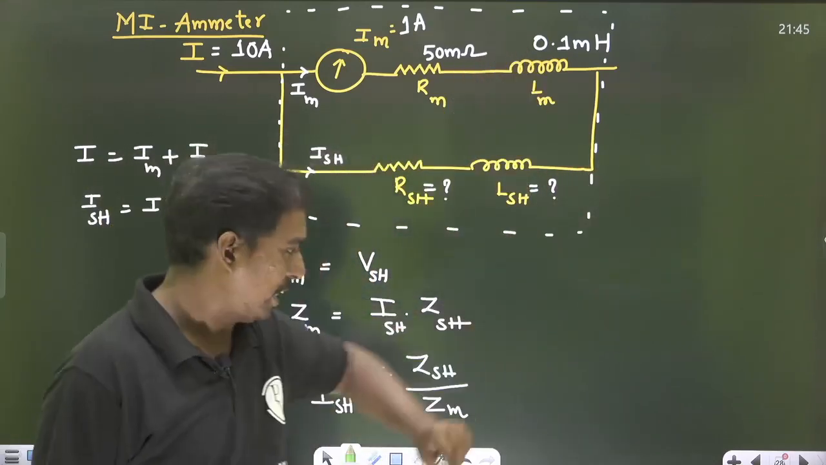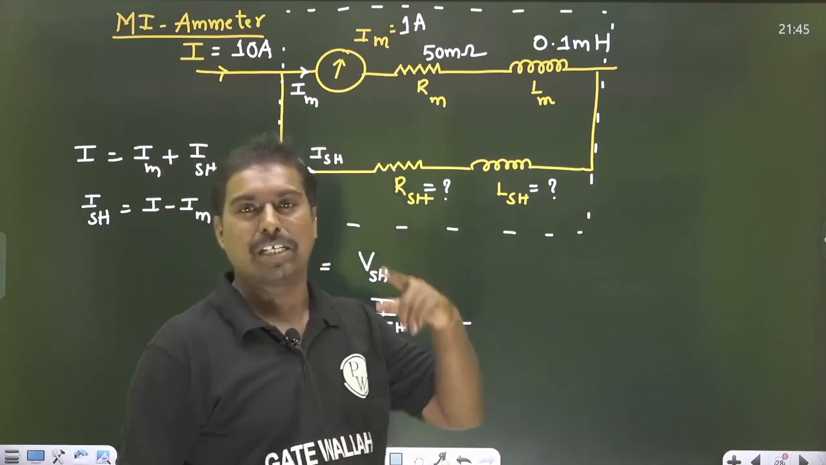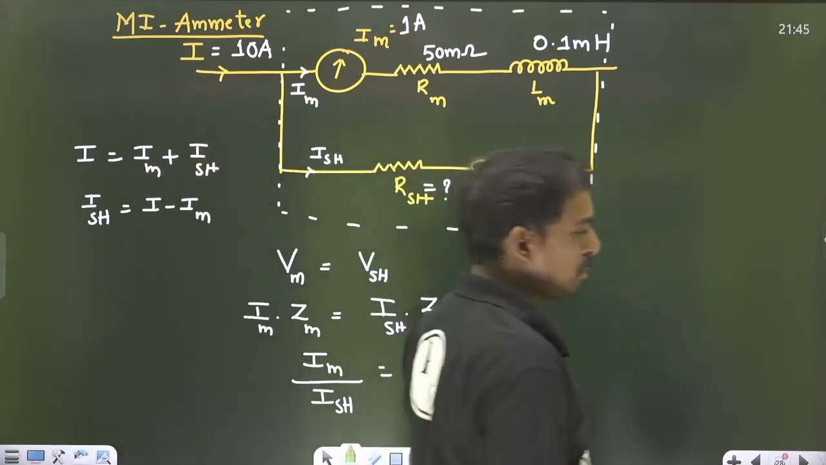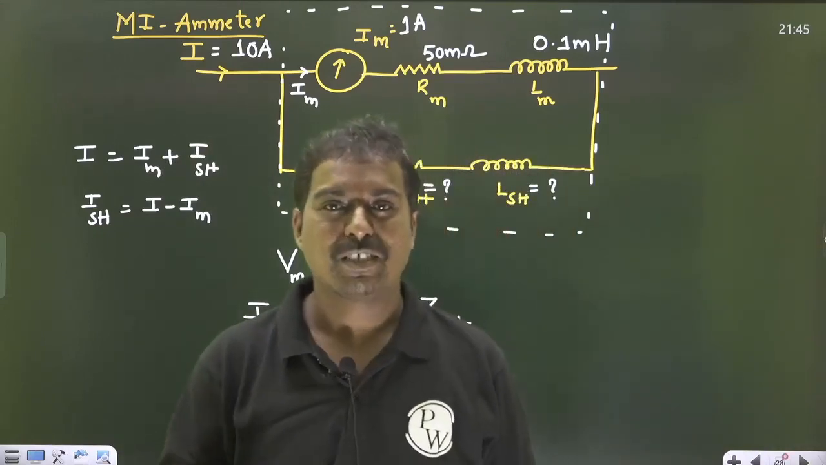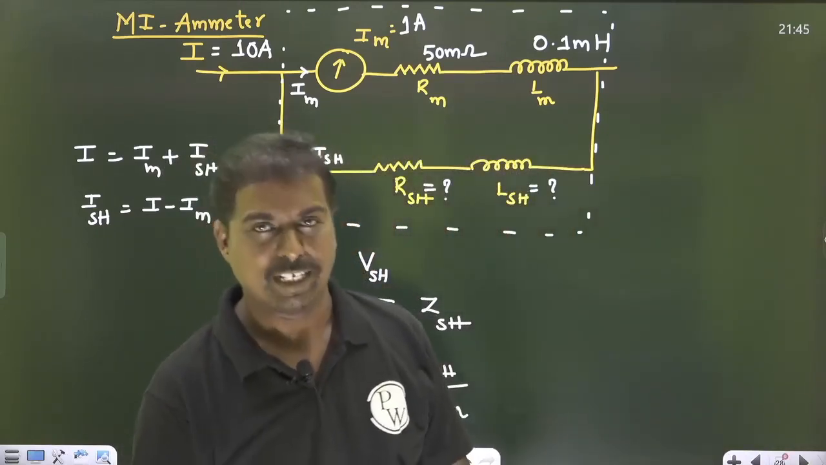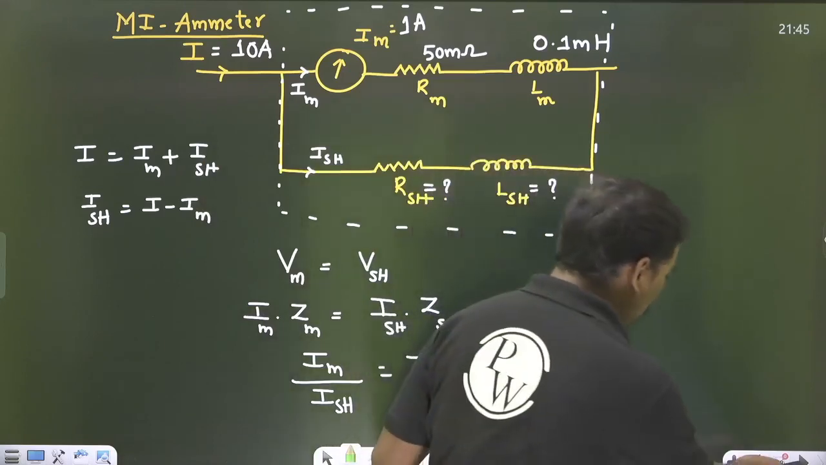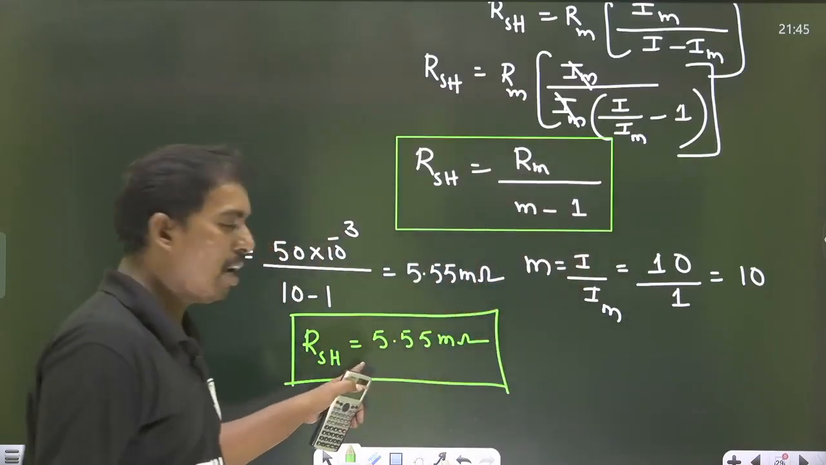So directly we can take the RSH formula from the PMMC. RSH formula from the PMMC is equal to Rm by M minus 1, where M represents the multiplying factor of the current, I by Im. So I have done that. So from that I got the RSH.